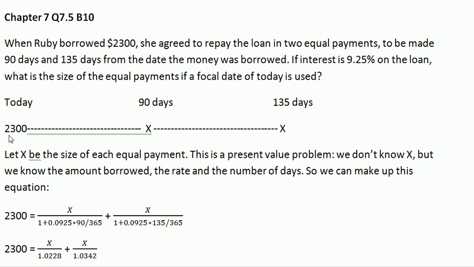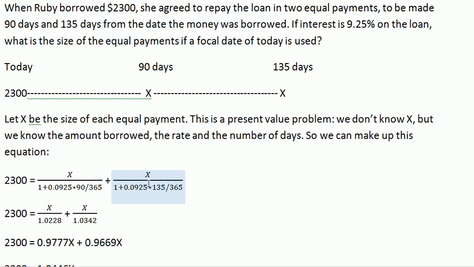So we can make a sketch here of today. She borrows $2,300. After 90 days she's going to repay X amount, and after 135 days X amount. And we know that X and X are to be the same. Let X be the size of each equal payment. We don't know what X is, that's the question, but we do know the total amount borrowed. We know the rate and the number of days, so we can make up a present value equation.